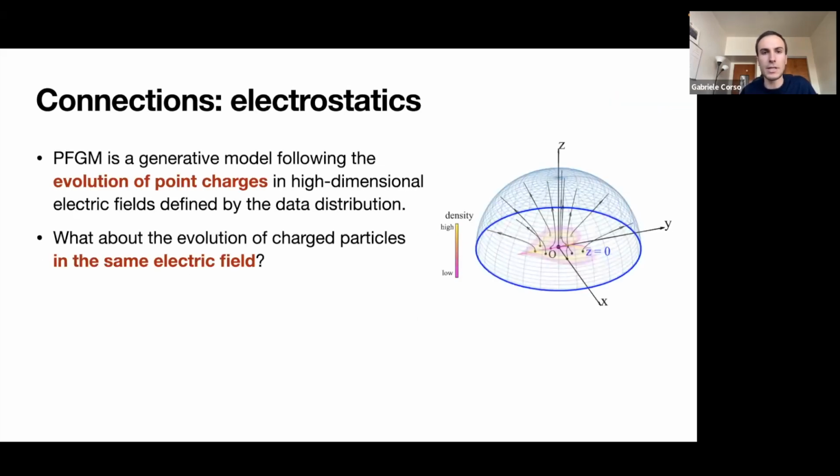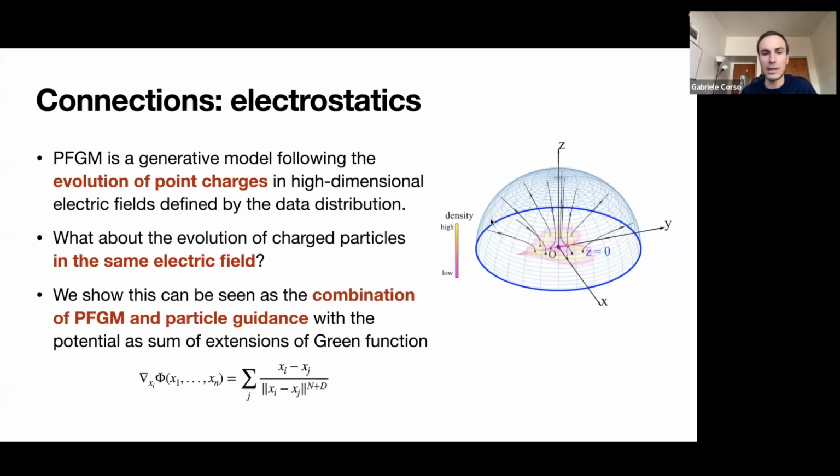Another interesting connection that one can draw is with electrostatics. You might have heard of the Poisson flow generative model developed by Yilin Xu and others at MIT. Basically what they did is define a new kind of generative model that, instead of being based on a diffusion process, is based on the evolution of point charges in an electric field, where the electric field is generated by the data points. And so if you now consider a set of particles in the same electric field, these particles are going to interact with one another. What does this evolution correspond to? We show that you can see this evolution as a combination of PFGM and particle guidance with a particular potential function.